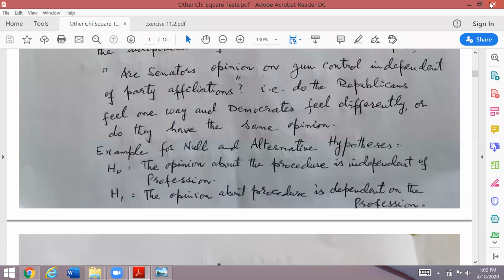So in the independent case, you will always be writing in H naught either independent or not related. If we find this type of sentence in the problem, you'll be writing it in H naught. And in H1, of course, is always a contradictory statement. So if it is independent, you will be writing dependent in H1. Similarly, if it is written not related, then you will be writing the variables are related in H1.